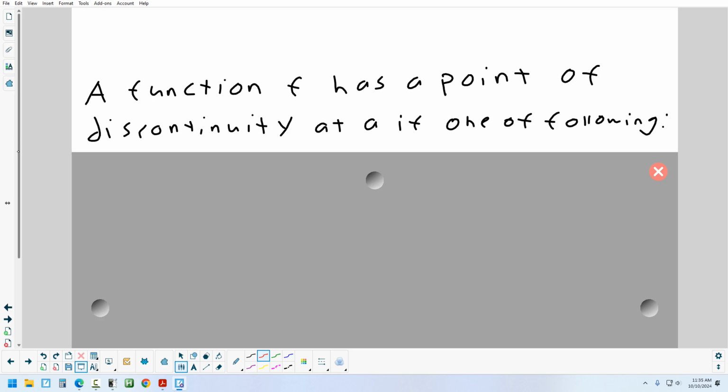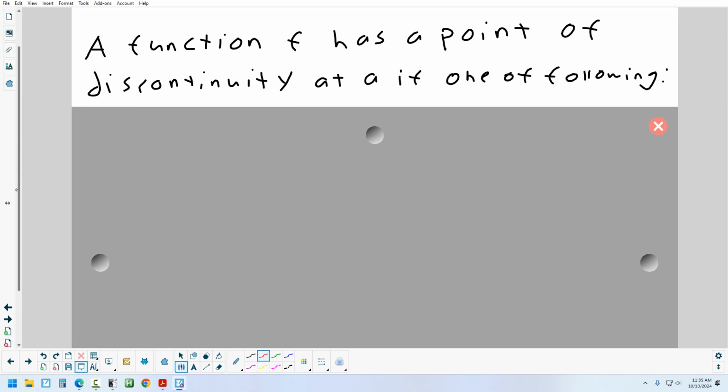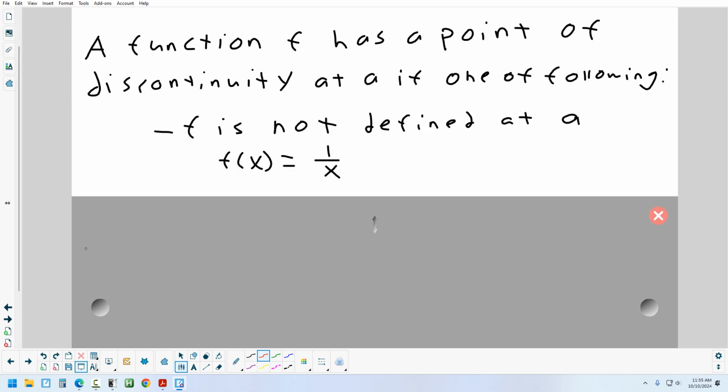There are really 3 different ways that a graph can have a point of discontinuity. One of them is if you have a function that would cause you to divide by 0. Wherever you would divide by 0, that's a discontinuity, because the graph is undefined at that value. When you try to plug in 0, 1 divided by 0 is undefined. Can't do that.